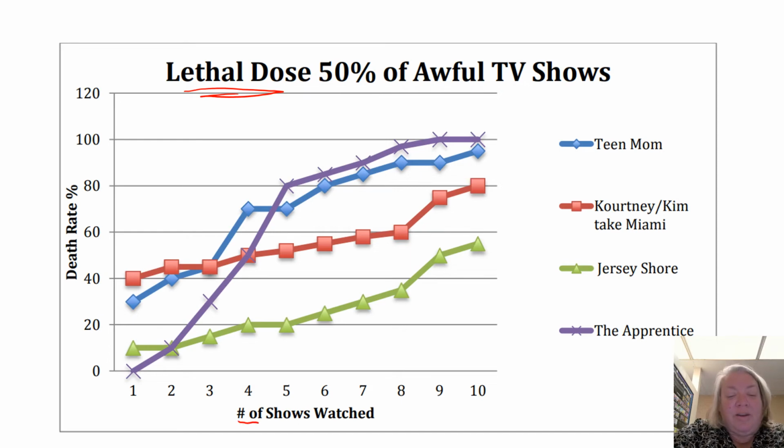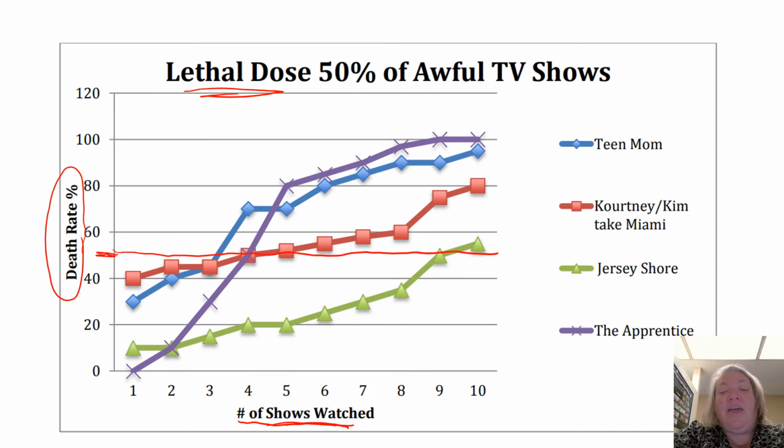Down here on the bottom, we have the number of shows watched, and on the y-axis, we have the death rate percent. So the LD50 is if you were to go to 50% and go all the way across, sorry, this is totally not a straight line, that's going to be your LD50. If it's below that, you haven't reached the LD50 yet, and if it's above it, you actually have a higher percent. As a reminder, the LD50 is the lethal dose for 50% of a large population, or you can think of it as the amount that gives you a 50% chance of dying. So one of those 2 ways.